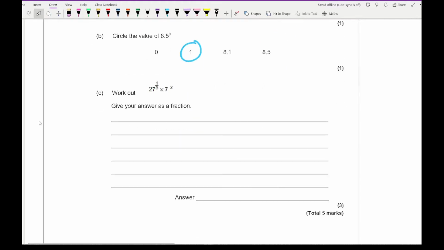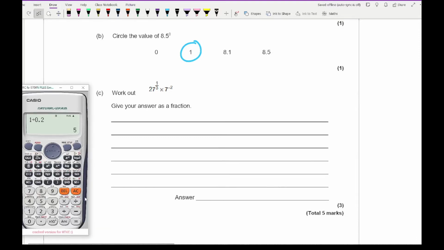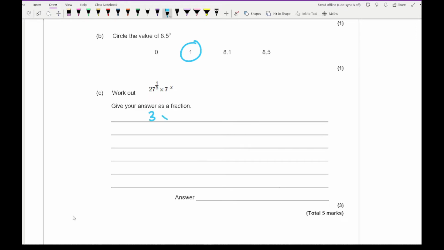And then for question C, it says work out 27 to the power of a third. And again, give your answer as a fraction. So again, I can work this out now. Because it's worth 3 marks, I'm going to show a bit of working out and just work them out separately. So this is going to be 3 times, and then it's going to be 1 over 49. So the answer then is going to be 3 over 49, which doesn't simplify. And so there is my final answer.